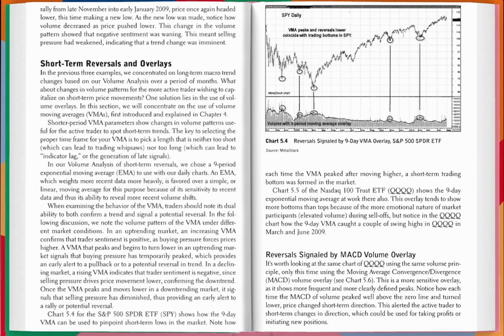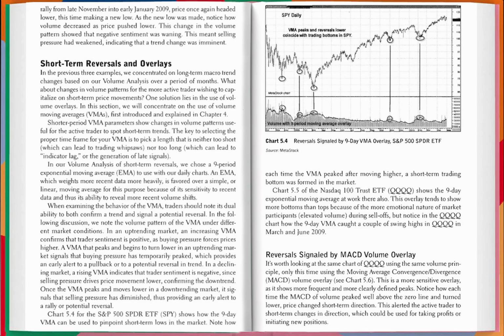Short-term reversals and overlays. In the previous 3 examples, we concentrated on long-term macro trend changes based on our volume analysis over a period of months. What about changes in volume patterns for the more active trader wishing to capitalize on short-term price movements? One solution lies in the use of volume overlays. In this section, we will concentrate on the use of volume moving averages, VMA, first introduced and explained in Chapter 4. Shorter period VMA parameters show changes in volume patterns useful for the active trader to spot short-term trends.